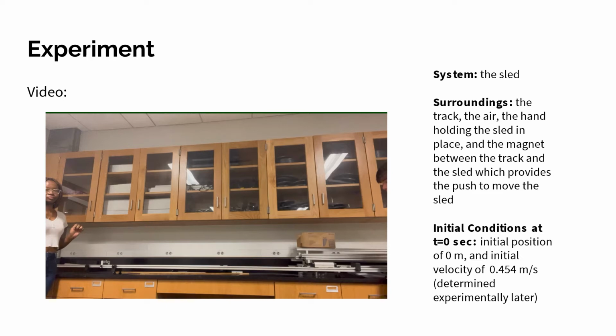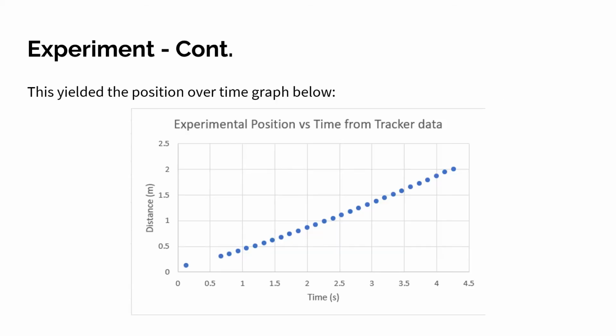Initial conditions at t equals 0 would of course be initial position of 0 meters and initial velocity of 0.454 meters per second, which is experimentally determined later. Next, I'm going to track the position of the sled between equivalent time intervals in an online tracking program to create a position versus time graph. The yielded position over time graph is below.